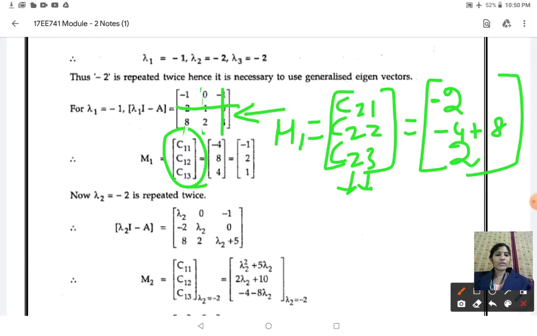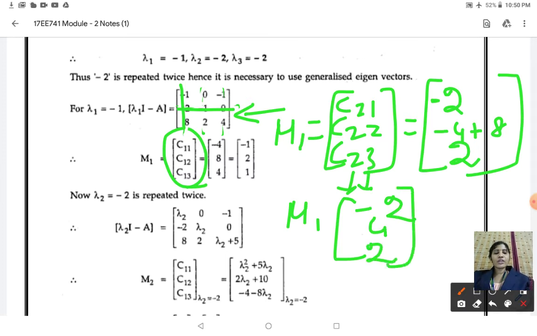One more time, you check C21. C21 means second row, first column. So it is going to be 0, -2. So minus of -2 is +2. So it is correct. So M1 is going to be -2, 4, 2. In this, you take 2 as a common factor. When you take 2 as a common factor, you will be getting -1, 2, 1.